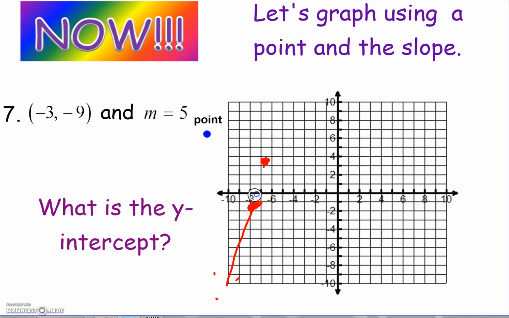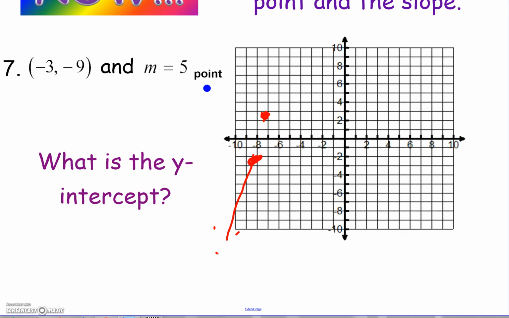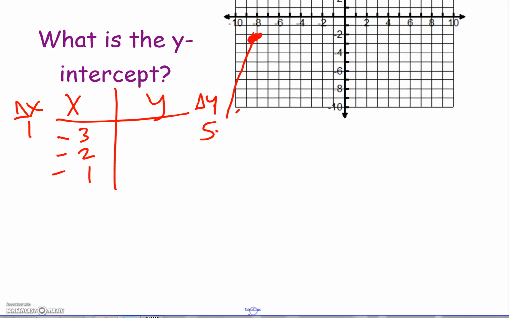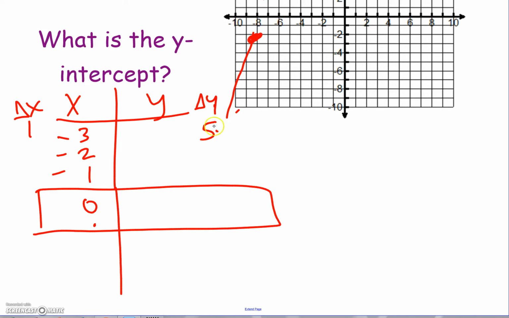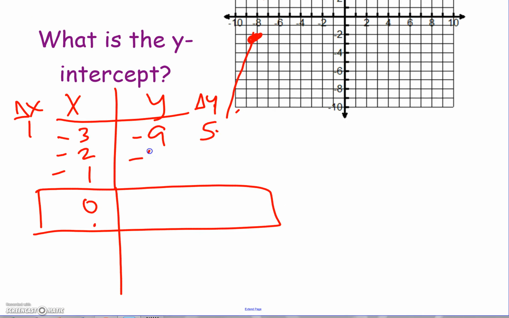And our graph isn't going to show it, so we're going to want to build a table. So we have our x and we have our y, and we know our change in y is going to be 5, and our change in x is going to be 1. So if we're at -3, we want to go to -2, -1, 0, and this is what we're looking for. So our change is +5, so -9 would be -4. That would be 1, and that would be 6. So this is your y-intercept.